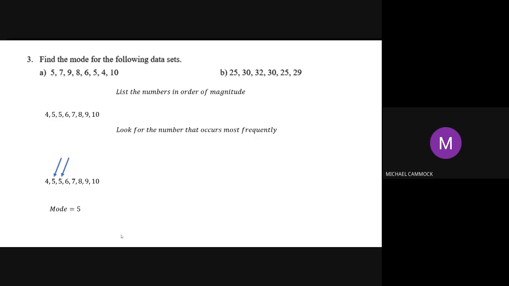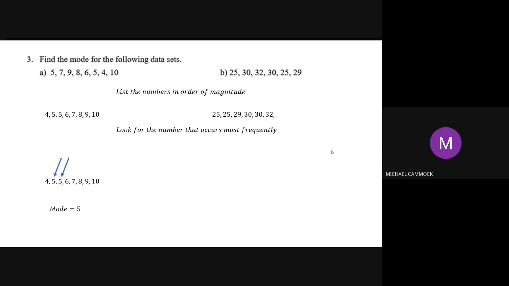So finding a mode is just a matter of making sure you figure out which number occurs the most, because that's what the mode is. Let's do this again. List the numbers in order of magnitude. I'm looking at this set of numbers now. Same thing. Put 25, 25, 29, 30, 30, 32. So I put them in order of magnitude. Look for the number that occurs most frequently.